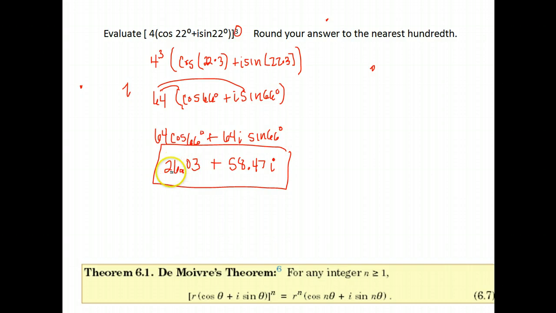Okay. So there you have it. We have our answer rounded to the nearest hundredth, and that took a lot less time than writing this out 3 times and multiplying it.